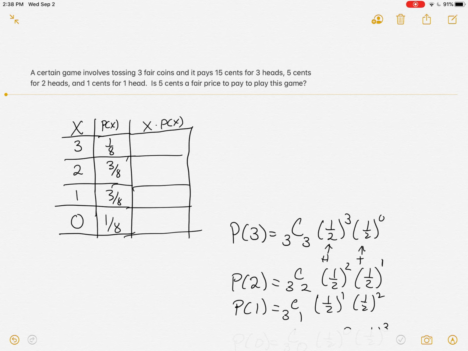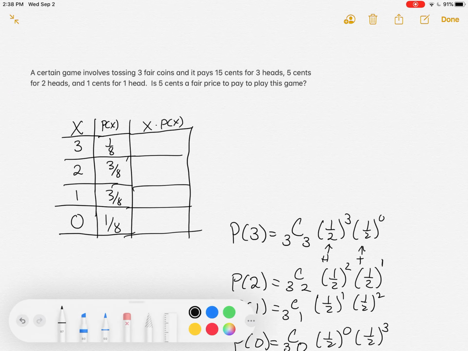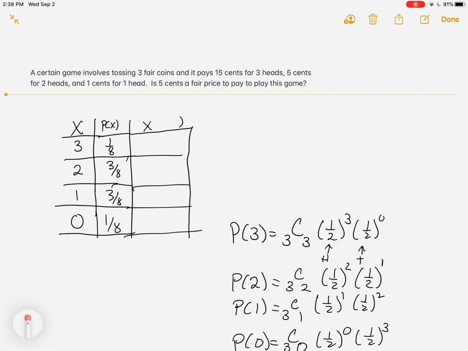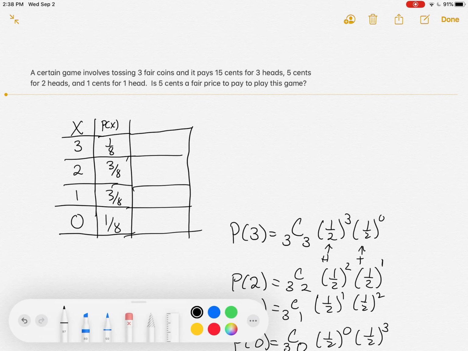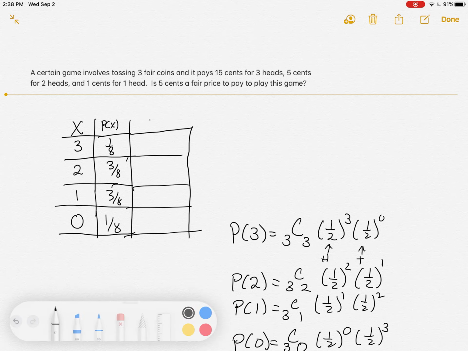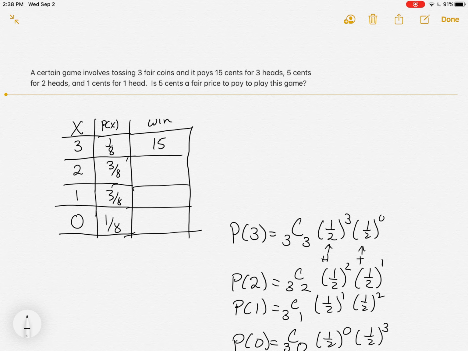So I'm not ready to do that yet because I haven't put the winnings in. I put the x times the p of x, but that would be the expected number of heads, which isn't the question. The question is about winnings and fair prices to pay. And so let's look at what we win. If we get 3 heads, we get 15 cents. If we get 2 heads, we get 5 cents. And we get 1 cent for 1 head and 0 for the last.